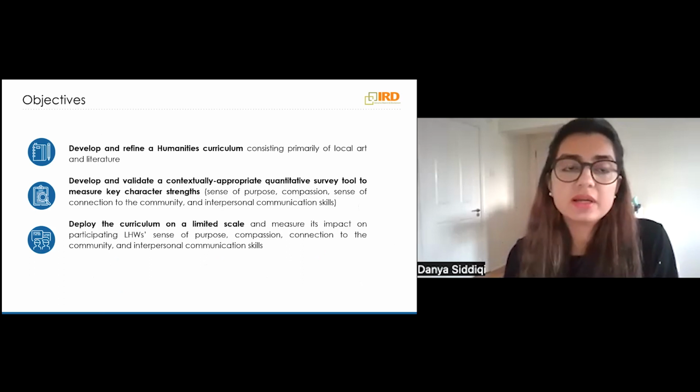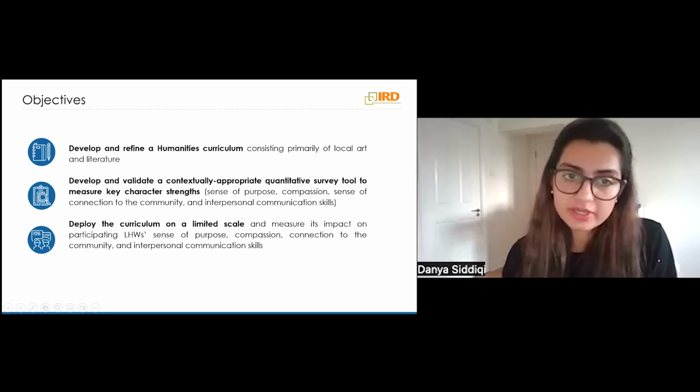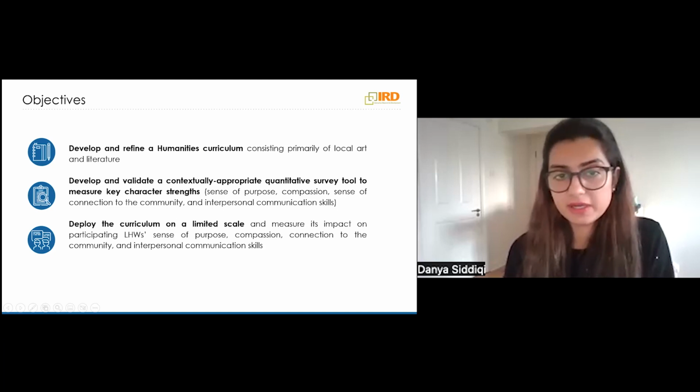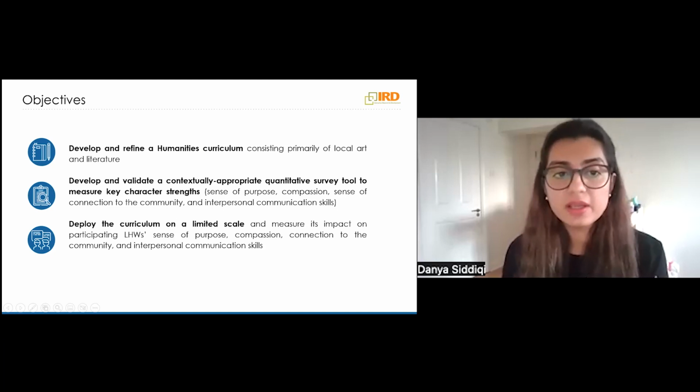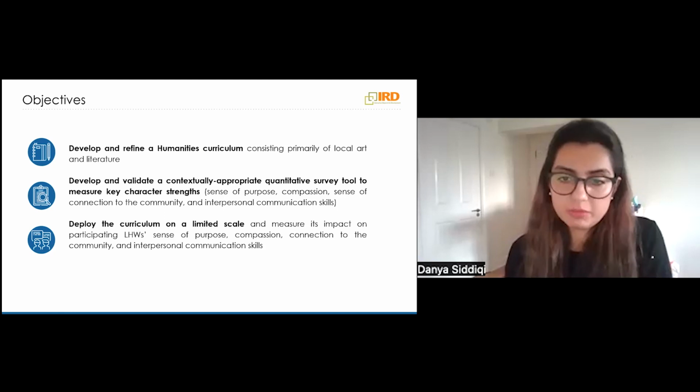So just to summarize, the key objectives of our study were therefore to develop and refine a humanities curriculum that consisted primarily of local art and literature. We also developed and validated a contextually appropriate quantitative survey tool to measure the key character strength outcomes that were listed on the previous slide. And then we also deployed the curriculum on a limited scale and measured its impact on participating LHWs' sense of purpose, compassion, connection to the community, and their interpersonal communication skills.